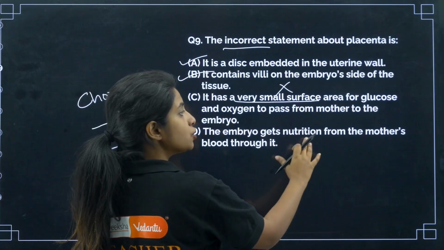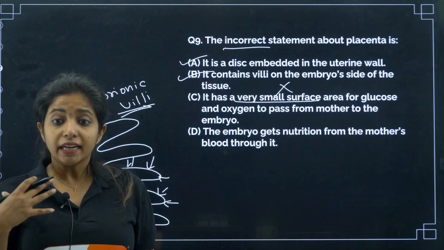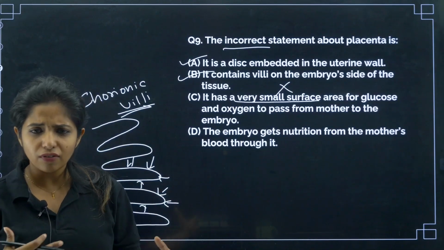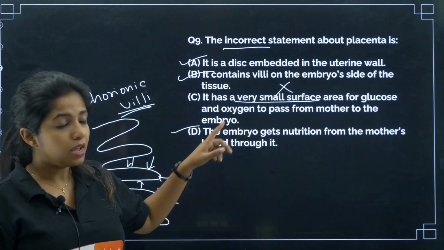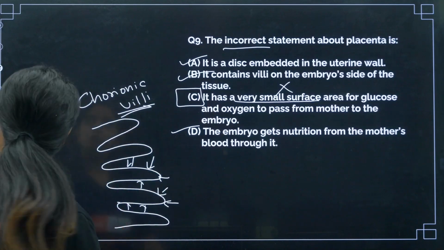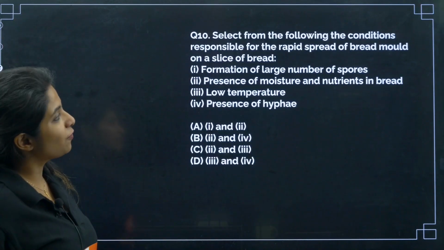Now the embryo gets nutrition from the mother's blood through it. Do you think the embryo which is there, it gets the nutrition from the mother's blood through it? Yes. I told you, for exchange of everything, whether it be nutrients or gases or everything, it is done by this. So there's only one incorrect statement, and that is C. Cool? Okay. Now, select from the following conditions.